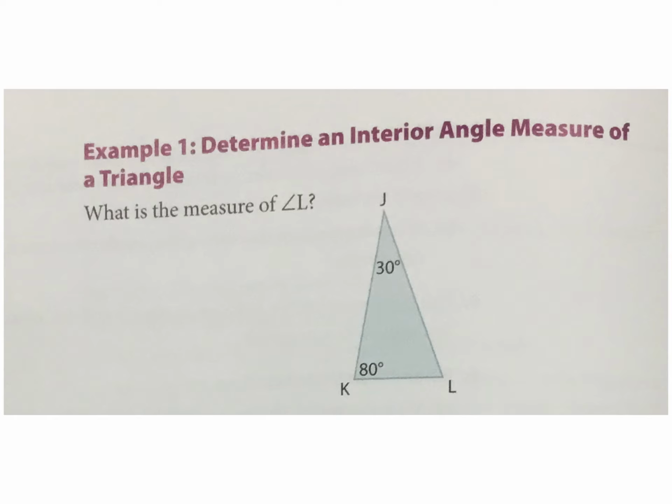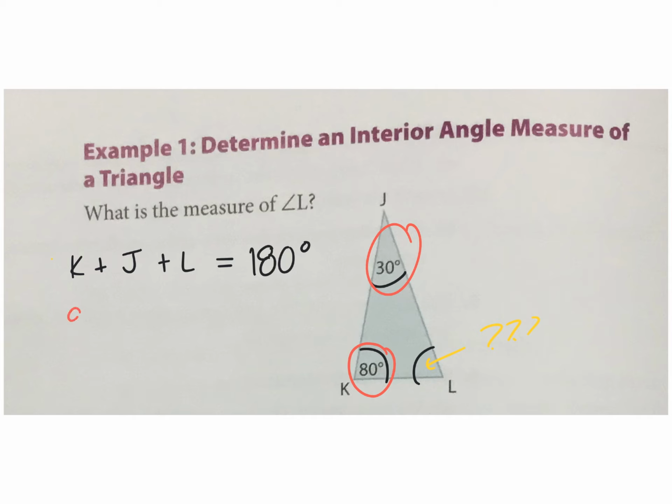Okay, so if we're given this triangle and we're just given the values, I'm told that angle K is 80 and angle J is 30. Can you find angle L? What does K plus J plus L, all 3 angles, have to add up to? 180 degrees. So I want you right now to figure out this missing angle. So Natalie, what do we add first? K and J. So 80 plus 30, what do we got?